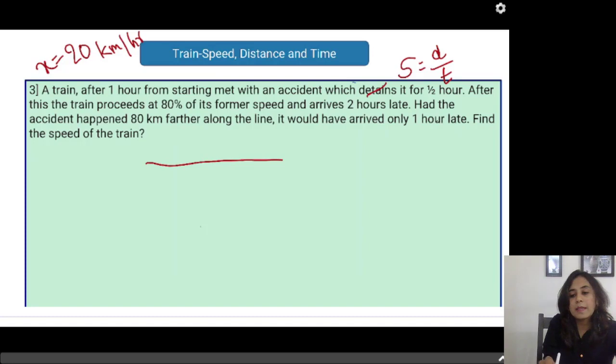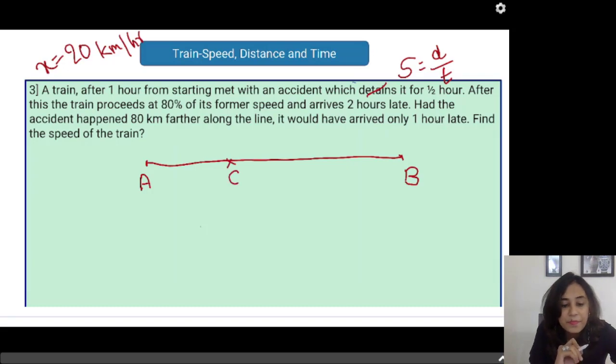Now, let us assume that the train is moving from A to B. Let us assume that the accident has taken place at point C. So on AC, the speed of the train is going to be x, which is the initial speed. Accident happens at C, the train spends half an hour here, and then after point C, it is running at 80% of the former speed. So 80% is nothing but 4 by 5. So it is running at 4 by 5 x.